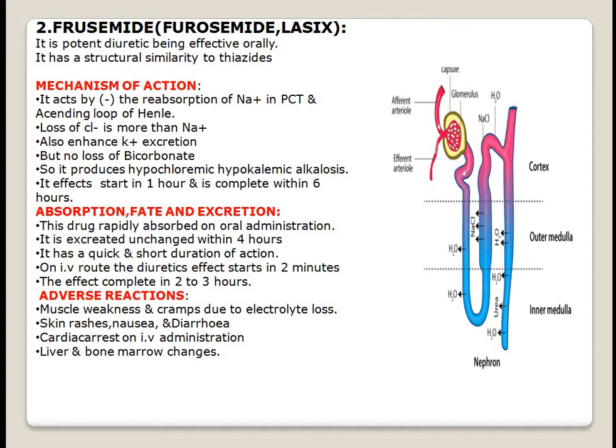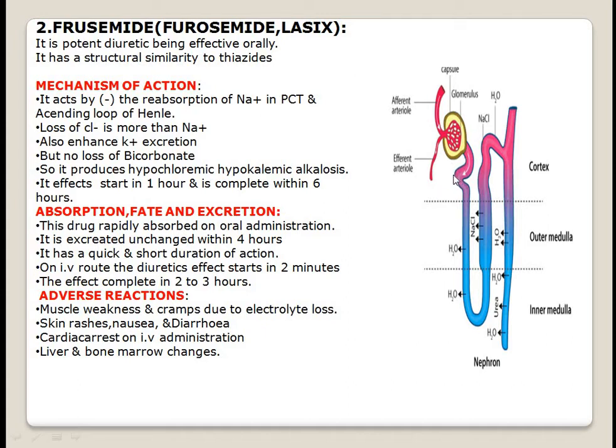Lasix is available as an injection, which can be given by IV route, and it is also effective by oral route. Structurally it is similar to the Thiazide drug. Here the mechanism of action occurs at the PCT, whereas the Thiazide's pharmacological effect is at the DCT, but furosemide shows its mechanism of action at the PCT.